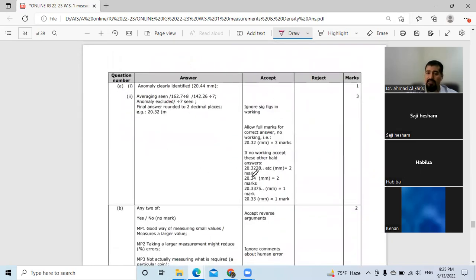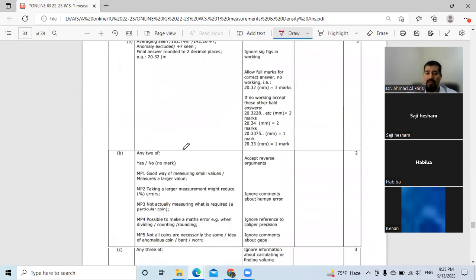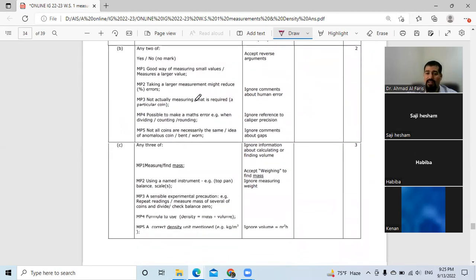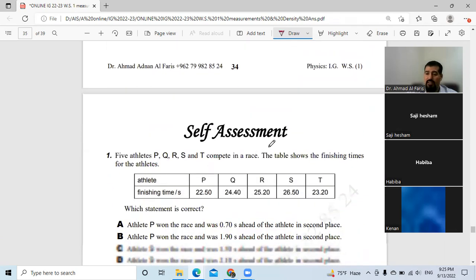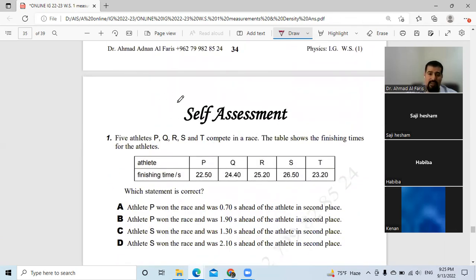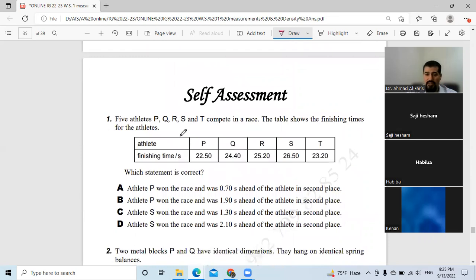I can send you here the mark scheme, how they put the marks, and what the extra ideas are to get the marks. And after all of this, you can find on page 35 and under the rest of the page a self-assessment. You can practice on it and see for yourself if you know how to answer this paper and how many marks you will get. Tamam.